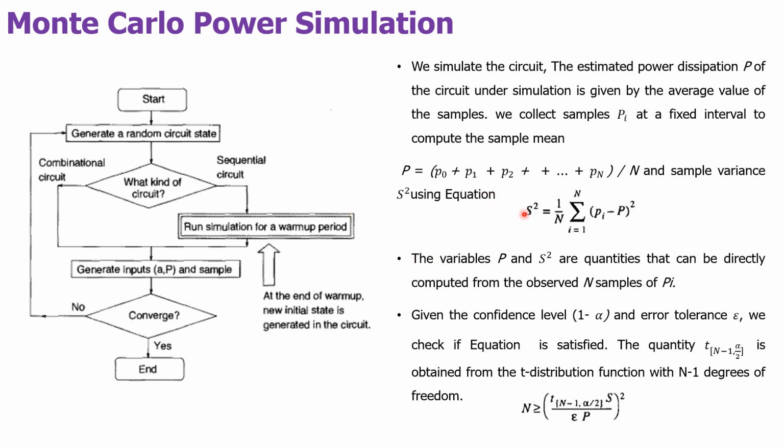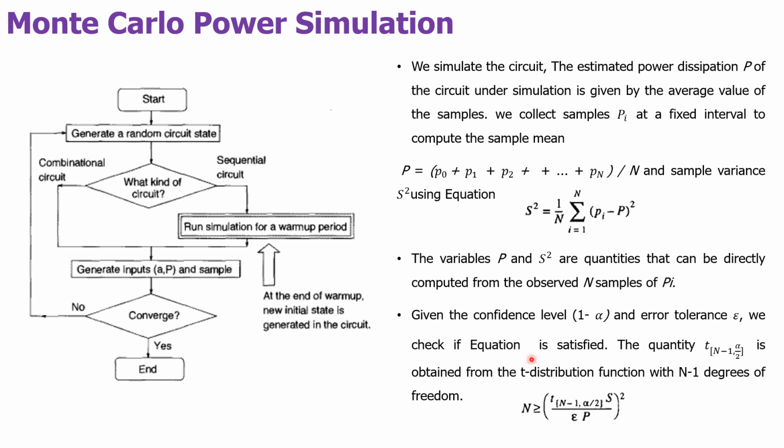The sample variance S squared is computed using the equation S squared equals 1 by N, where N is the number of samples, times the summation of i equals 1 to N of (Pi minus P) whole squared. The Pi is the power of each sample. The variables P and S squared are quantities that can be directly computed from the observed n samples. So given the confidence level 1 minus alpha and error tolerance epsilon, we check if the equation is satisfied.